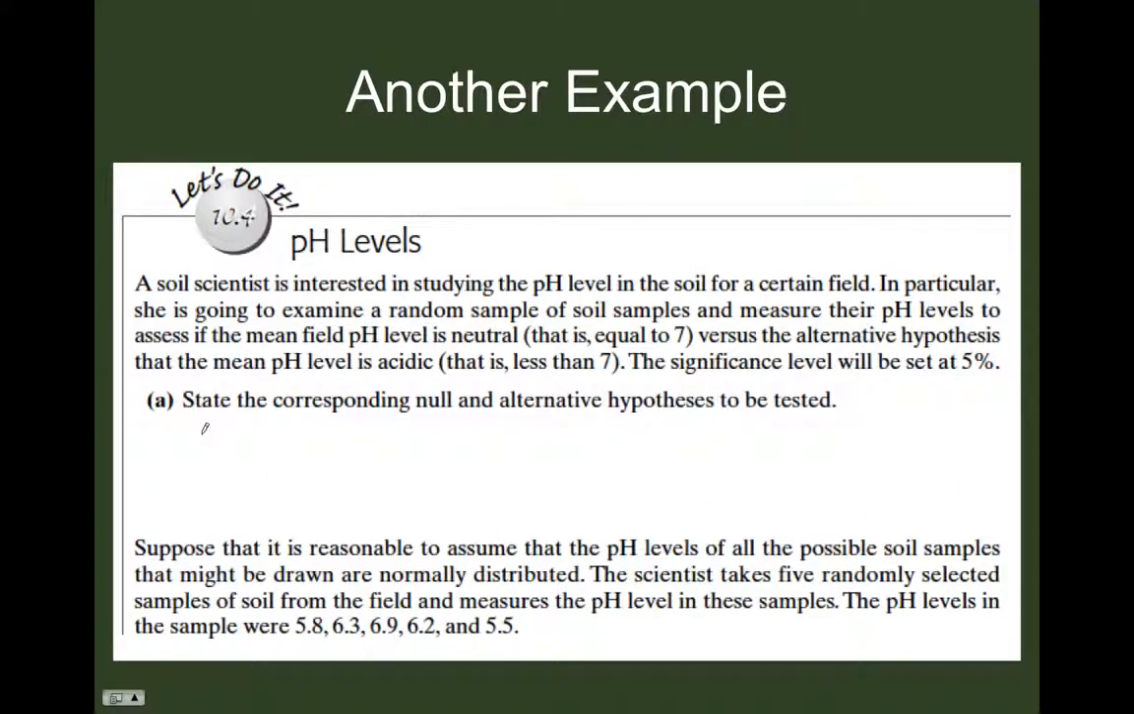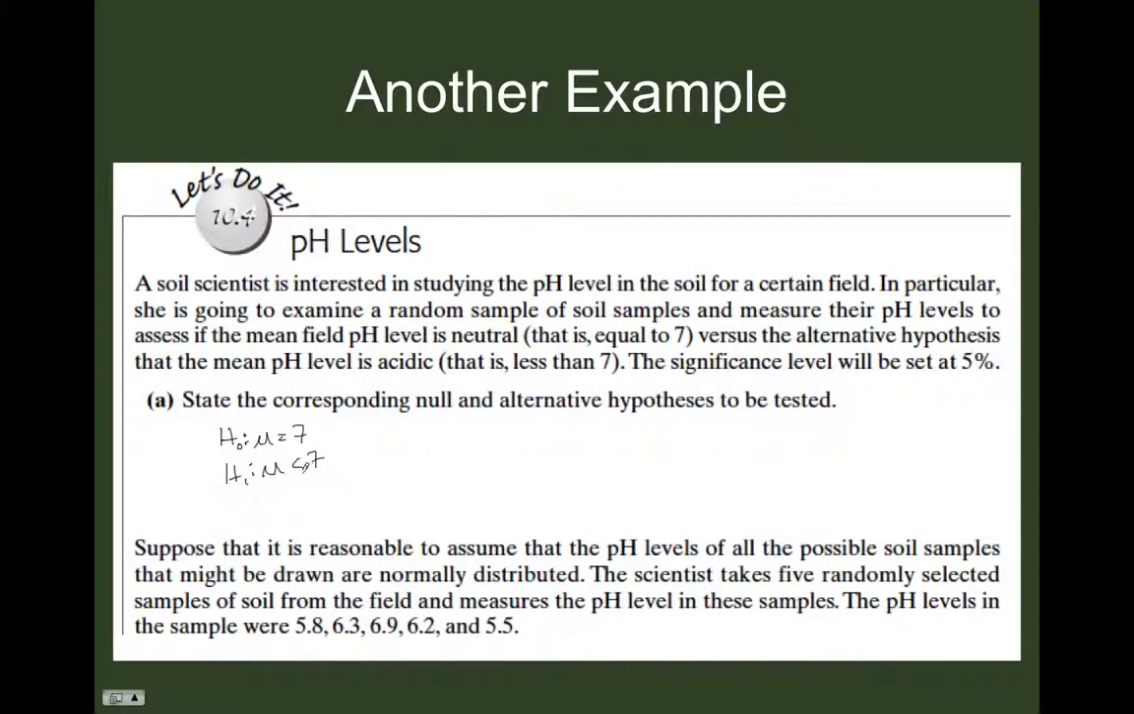So what is the null and alternative hypothesis? Well, the null here is going to be that the mean pH is equal to 7, and the alternate is going to be that the mean pH is less than 7. So that would be the correct null and alternative hypothesis.